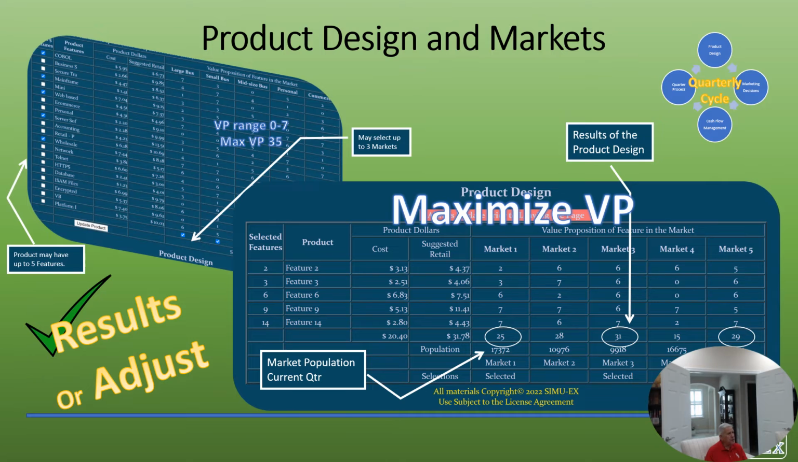The portion of your screen now shows you a summary of your decisions. It shows you the 5 product features you've selected. It shows you the cost associated with each feature, and it shows you the suggested list price.